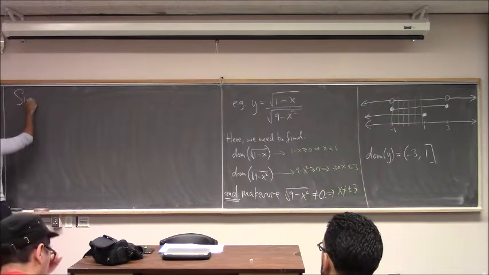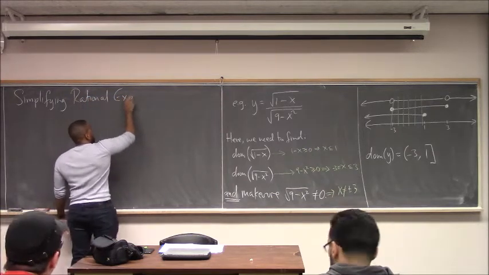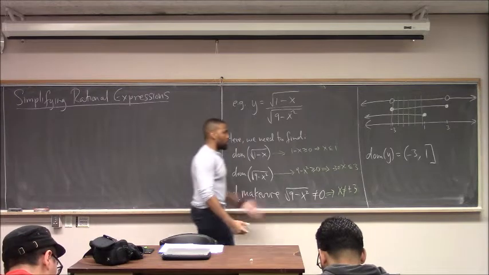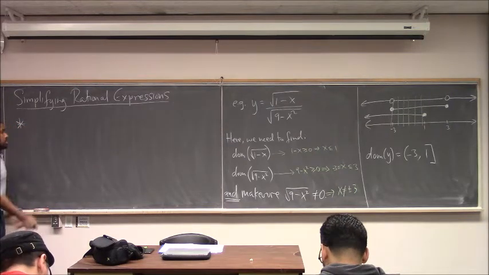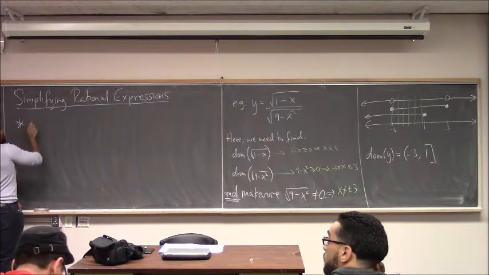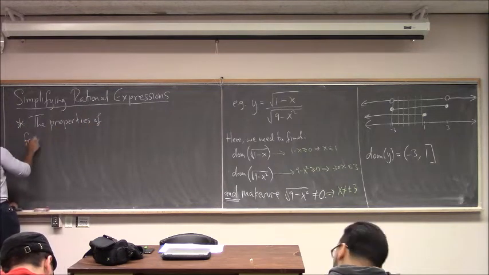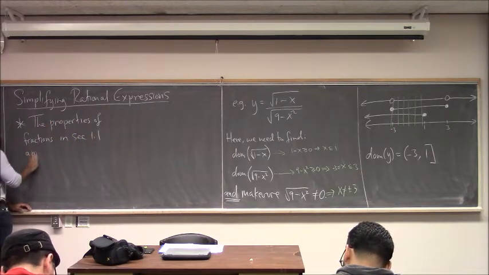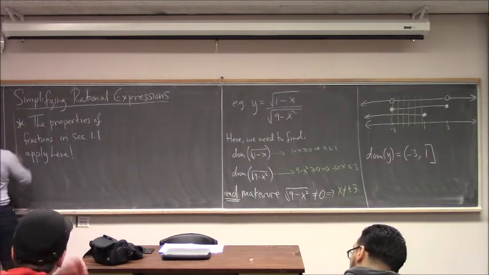So let's talk about simplifying things, guys. Where they work, this is how we find their domains. Let's talk about simplifying. The first big rule to remember is that the things we covered in 1.1 that apply to fractions also apply to these functions. Properties of fractions in section 1.1 apply here. So that's actually kind of the important thing you want to take here.